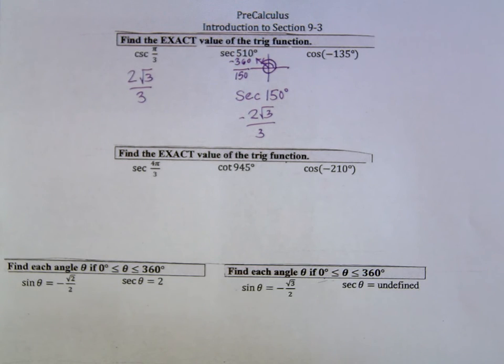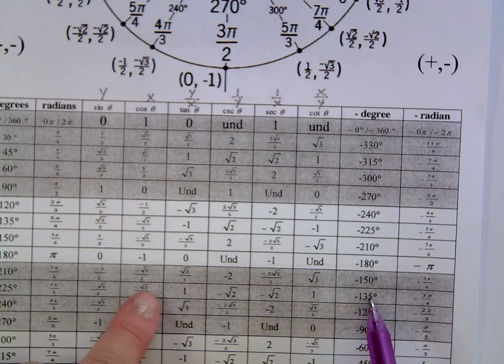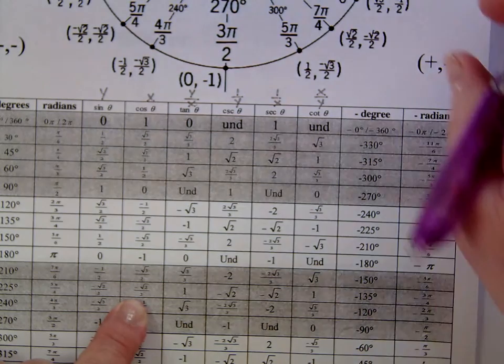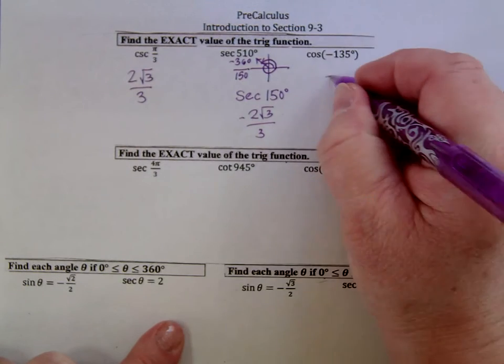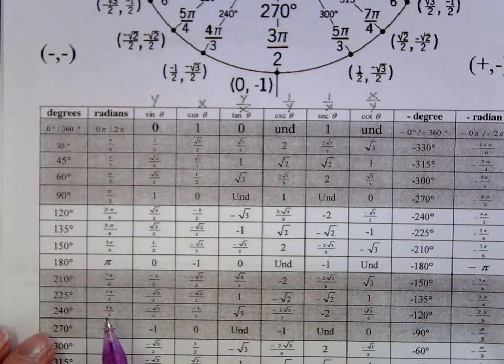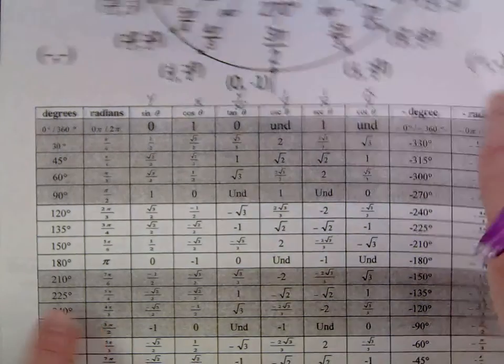If they ask you for the cosine of a negative 135, again back to the chart, negative 135 is here, and I want the cosine of that, so I'm going to go over to cosine. Cosine is here. That means it's the negative square root of 2 over 2. Let's try a few more of those. The secant of 4 pi over 3, well 4 pi over 3 is on your chart again. Find 4 pi over 3. You are looking for the secant, so go over to secant, you get negative 2. So this one will be negative 2.